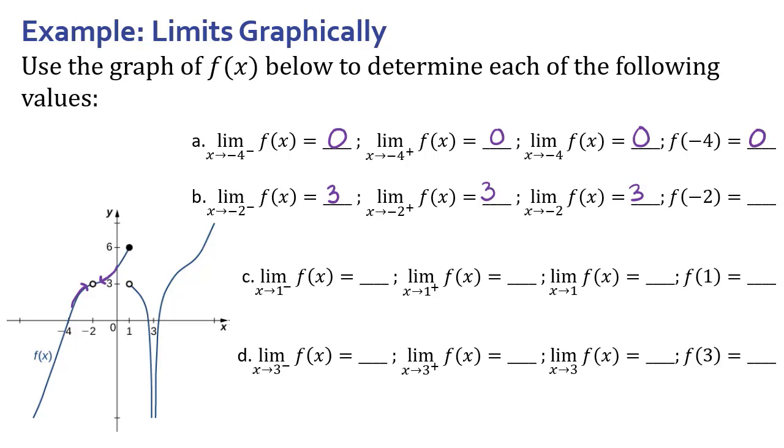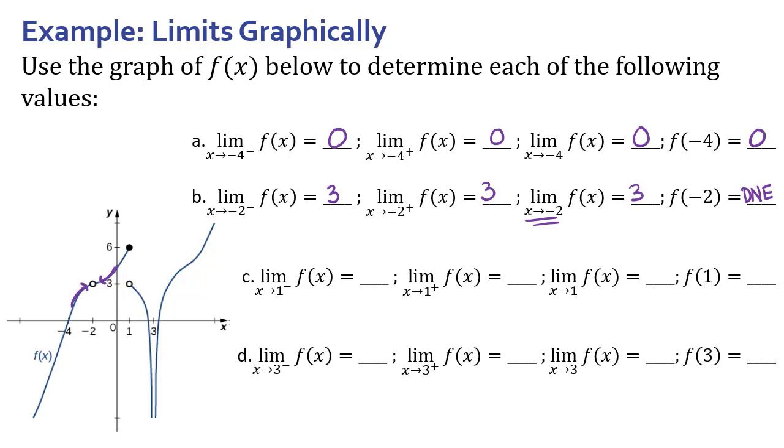So again, as long as the limit from the left and the right are approaching the same number, then the actual limit at that number exists. What is f of -2? Well, f of -2, there's an open circle there. That means it doesn't exist. So we'll say does not exist, or another way that we write that is DNE.